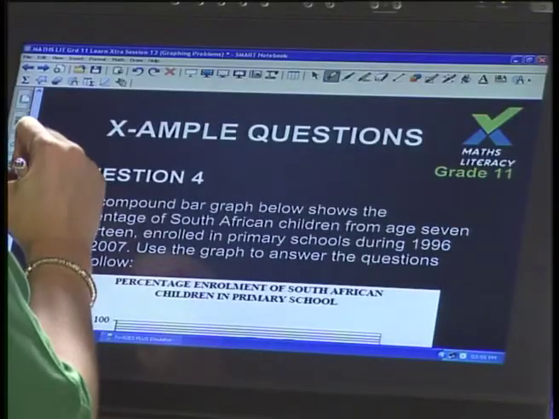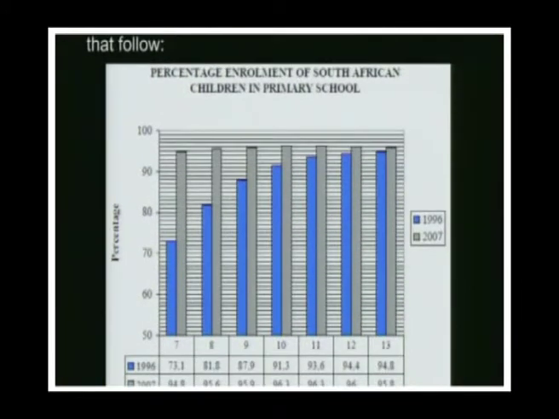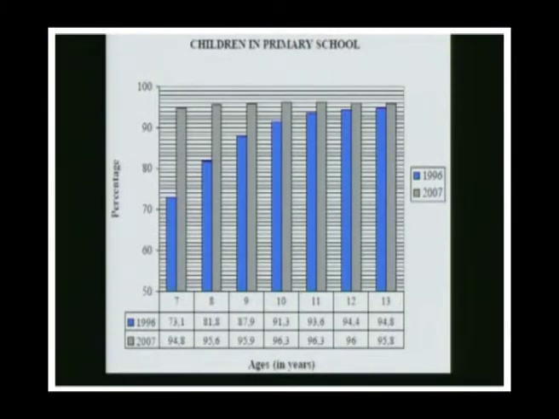Let's have a look now at question number 4. We're looking at another compound bar graph, and it shows over here the percentage of South African children from age 7 to 13 enrolled in a primary school during 1996 and 2007. Use the graph to answer the questions that follow. Well, let's first of all look at our bar graph. All the bars in blue represent the data that comes from 1996. All the bars in grey represent the data that comes from 2007.